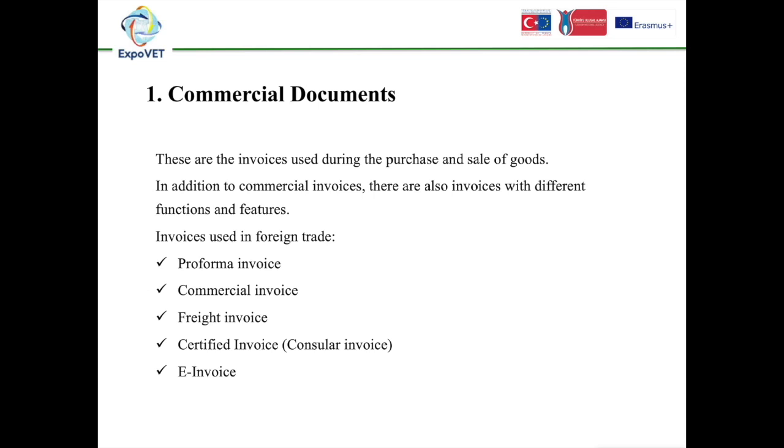These are the invoices used during the purchase and sale of goods. In addition to commercial invoices, there are also invoices with different functions and features. Invoices used in foreign trade are pro forma invoice, commercial invoice, freight invoice, certified invoice, consular invoice, and e-invoice. Let's talk about each type of invoice.